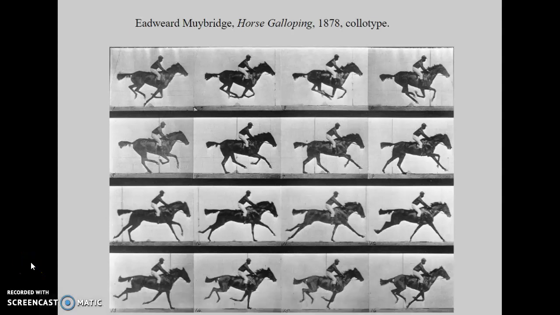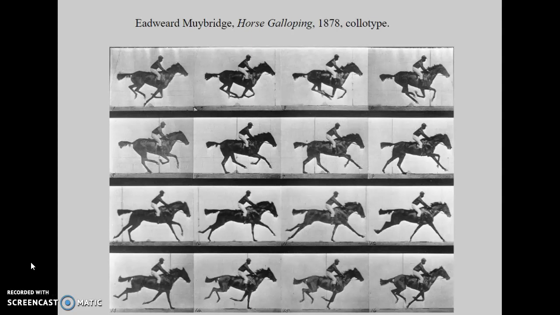Unlike Julia Margaret Cameron, most of the other photographers we remember or that stand out in the 19th century, we remember for their technical innovations more than their artistic ones. Edward Muybridge is a good example of this kind of photographer. His work, which was to settle a bet or an argument that Leland Stanford, the founder of Stanford University, had with a friend, that all four of a horse's feet come off the ground at the same time when they run, is more important for its technical developments.